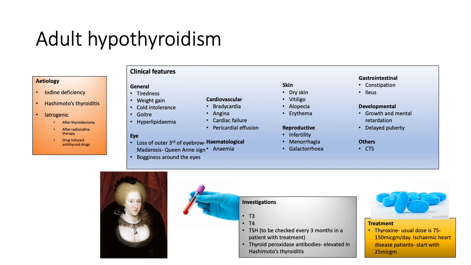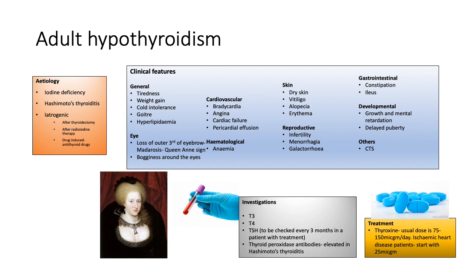For the investigation of hypothyroidism, the serum TSH and sometimes the T3 and T4 are checked. Elevated TSH confirms the diagnosis. Thyroid peroxidase antibodies are elevated in Hashimoto's thyroiditis.